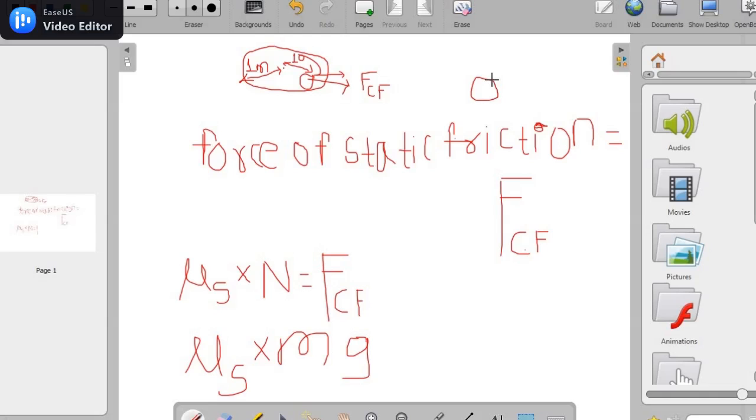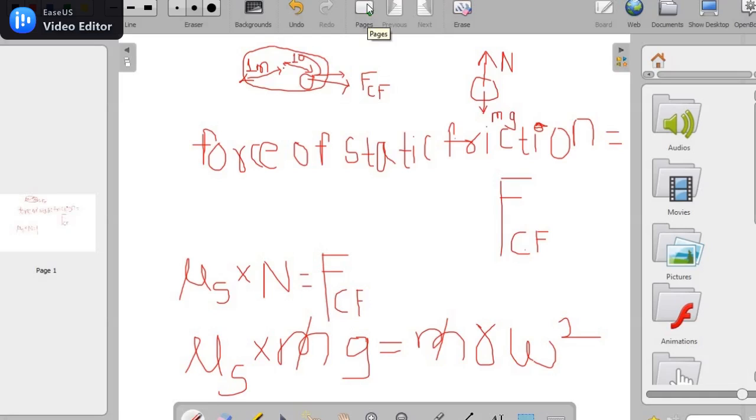This is our coin. So this coin will have normal in this direction. This is the normal, and mg will be in downward direction. Isn't it? And normal and mg are equal. So that's why I have written here normal is equal to mg. That is mu s into mg is equals to force of centrifugal, that is m r omega square. So m and m will get cancelled.